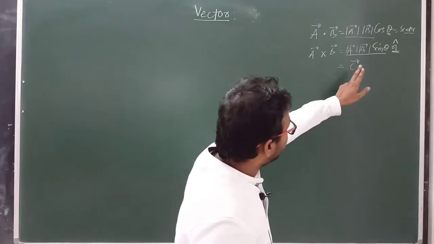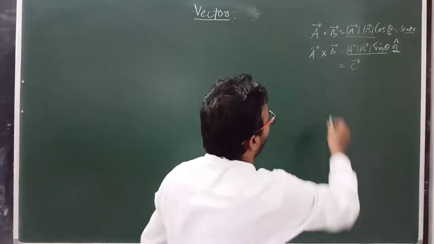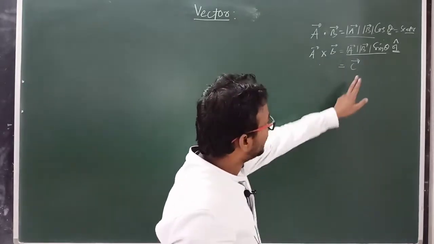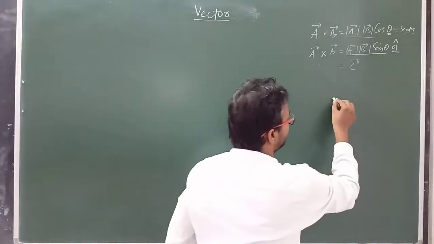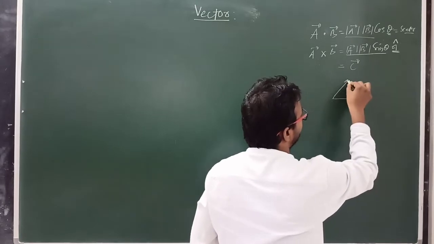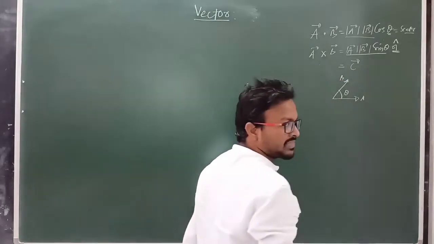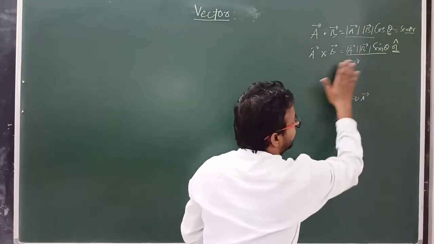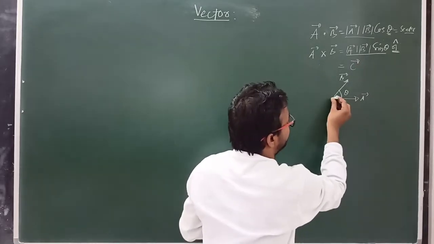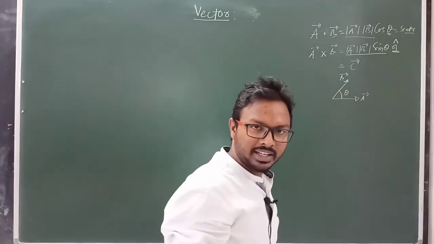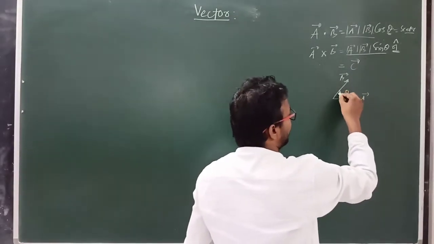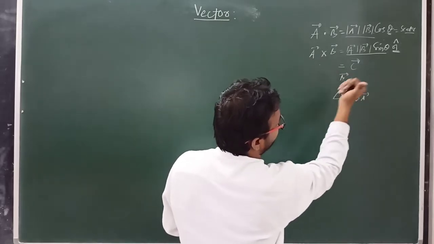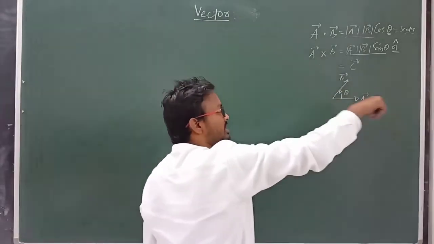Clear? And the direction of c vector is always perpendicular to the plane containing a and b, the plane in which a and b lie. Suppose this is a vector and another one is b vector, and this angle is theta. So a vector and b vector lie in this plane. Now the direction of c may be outward or it may be inward. Clear? It depends on the direction. If the angle is theta, a cross b, meaning a to b, is the outward direction, or b cross a is the inward direction.